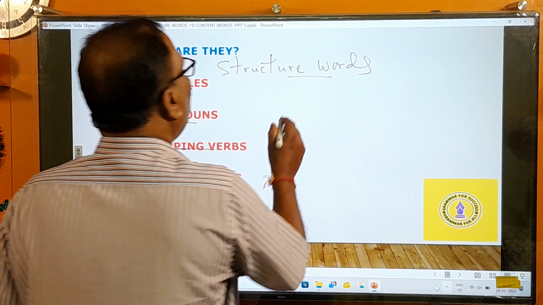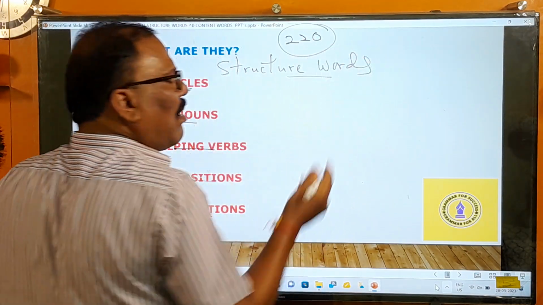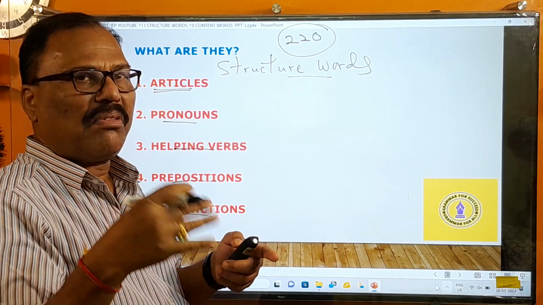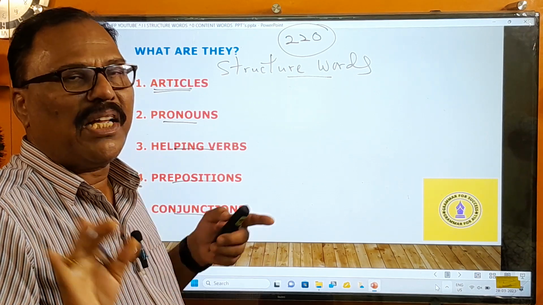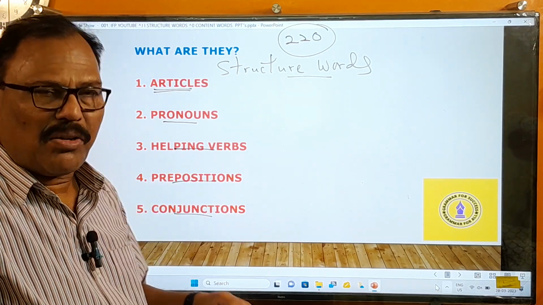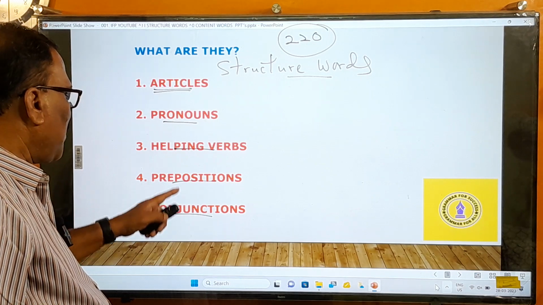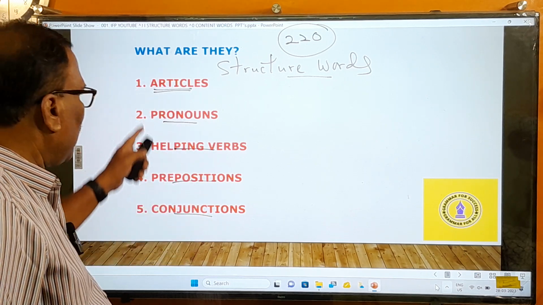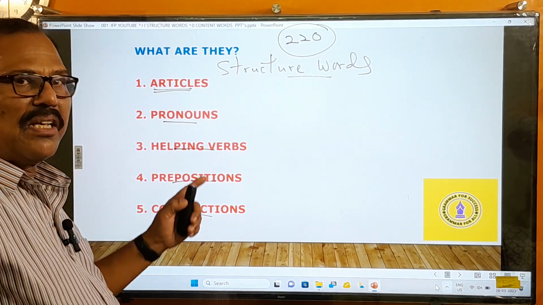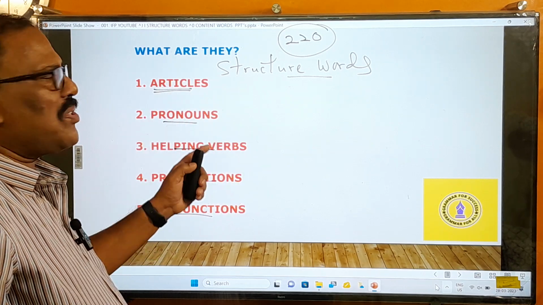They are all put together. There are 220 or some number. That's enough. That number does not increase or expand. Okay. Articles, pronouns, helping verbs, prepositions, and conjunctions. These are the five kinds of words that are in the structure words. They are only called structure words.